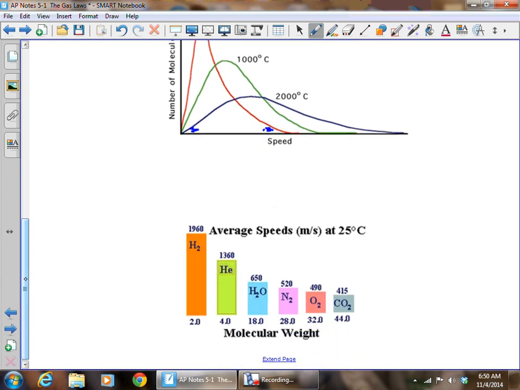And finally here at the bottom, it's just giving us an example of some average, remember, speeds at 25 degrees Celsius for our different sizes of molecules. Temperature's the same here, but you'll notice that as the molecular weight increases, our speed keeps going down and down. So those are just some conceptual ideas that you need to keep in mind when you're answering some of those AP questions.